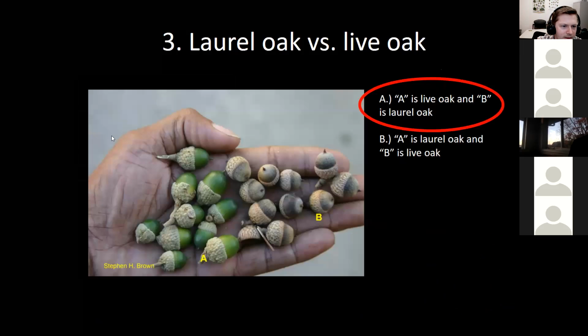Okay. 10 out of 13 got this one, an A. And as you can see, the acorns on the live oak are a little more linear, they're longer, and they cover about a third of the acorn. With the laurel oaks, the acorns are much more globular, much more round shaped. So those were the big things we pointed out earlier.